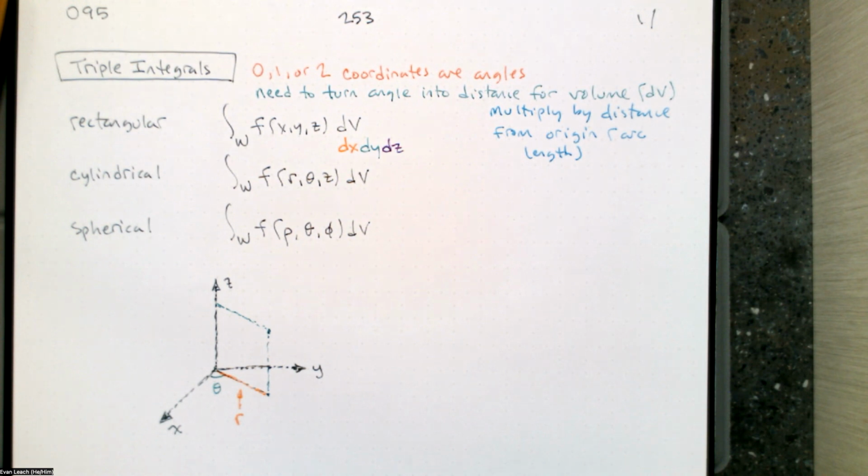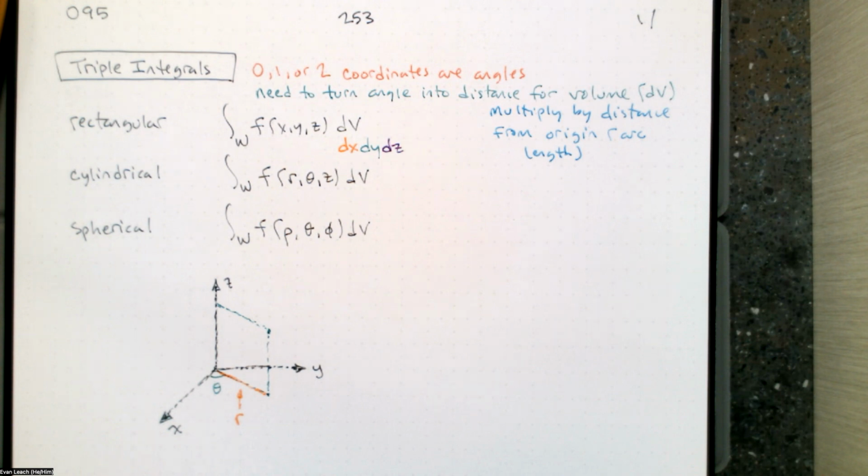What we did with polar coordinates is we took our angle d theta and we looked at how far we were from the origin, just using arc length of r times theta. So we need to turn our angle into a distance so that when we use it in the volume, it becomes a volume. And the factor that we include is we just multiply by the distance from the origin.